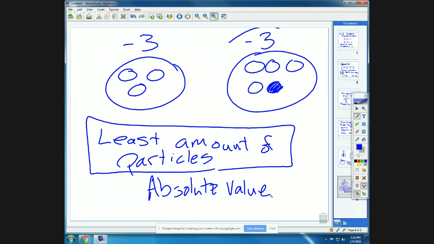Does anybody remember how they thought about absolute value, like from an algebra class? The bars around something, right? So we could do something like this: bar, -3, bar.